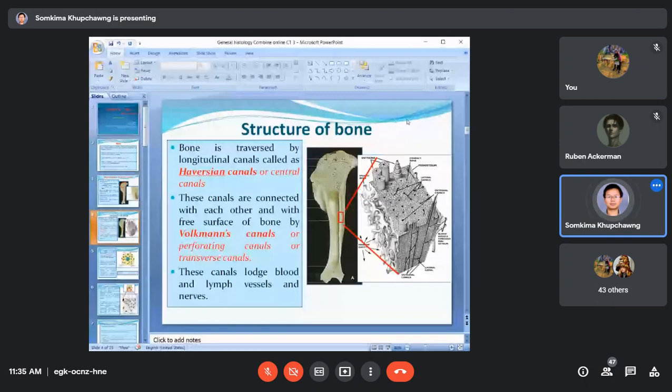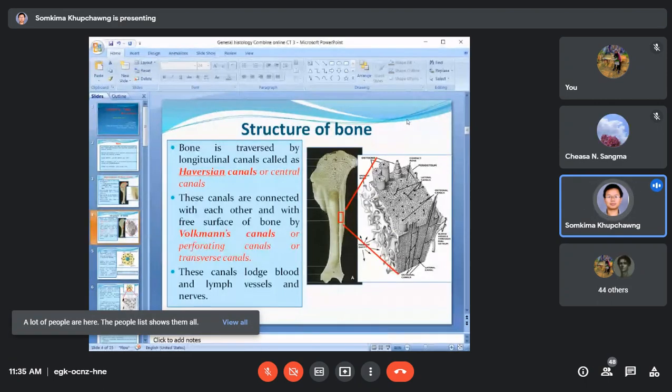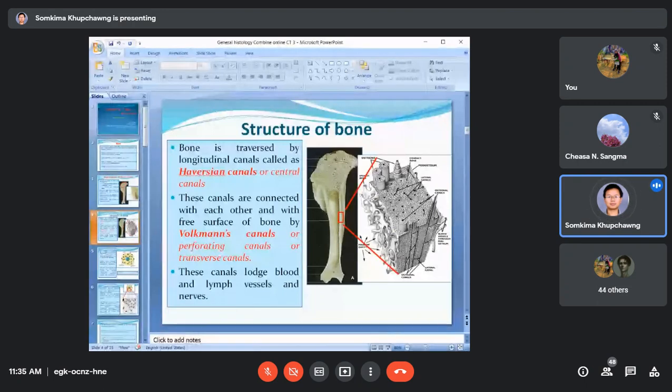A number of Haversian canals will be there, and those canals are connected with each other, and with the free surface of the bone, by another canal known as the Volkmann canal, or the perforating canal, or the transverse canal. So those longitudinal canals will be connected transversely by this other canal, the transverse canal or Volkmann canal. I hope you can see the cursor.